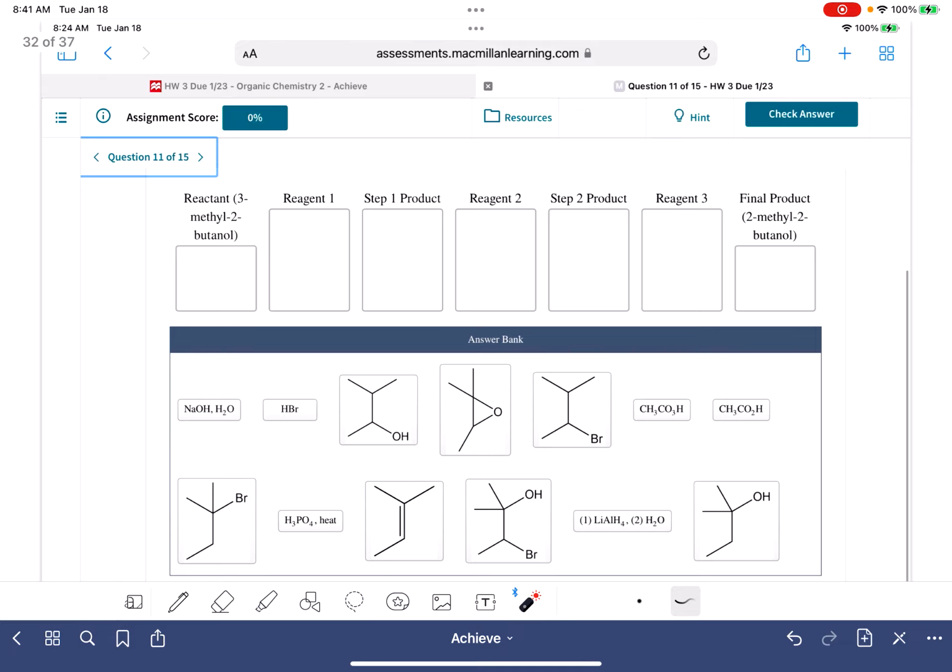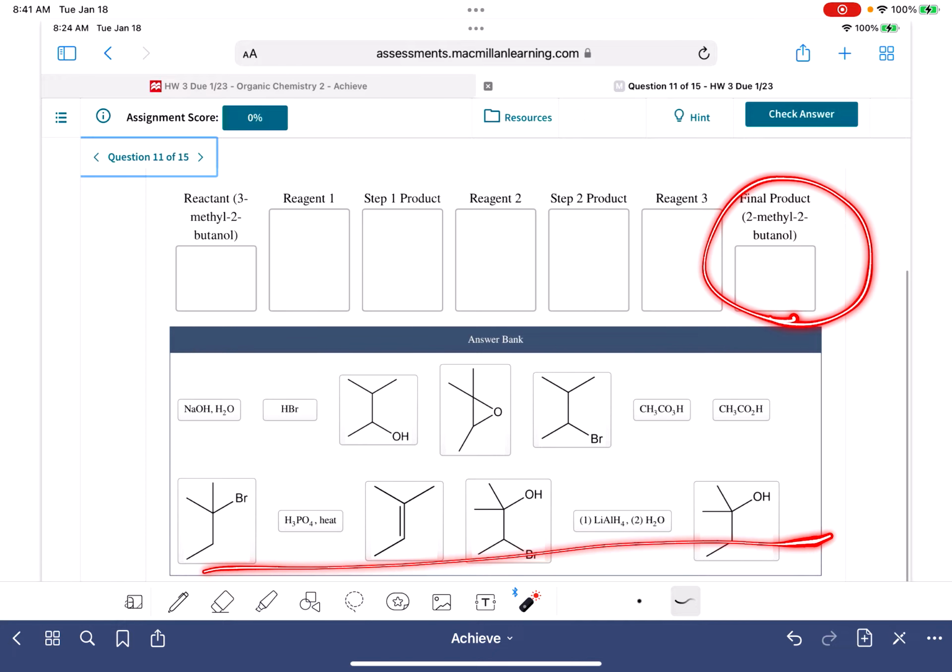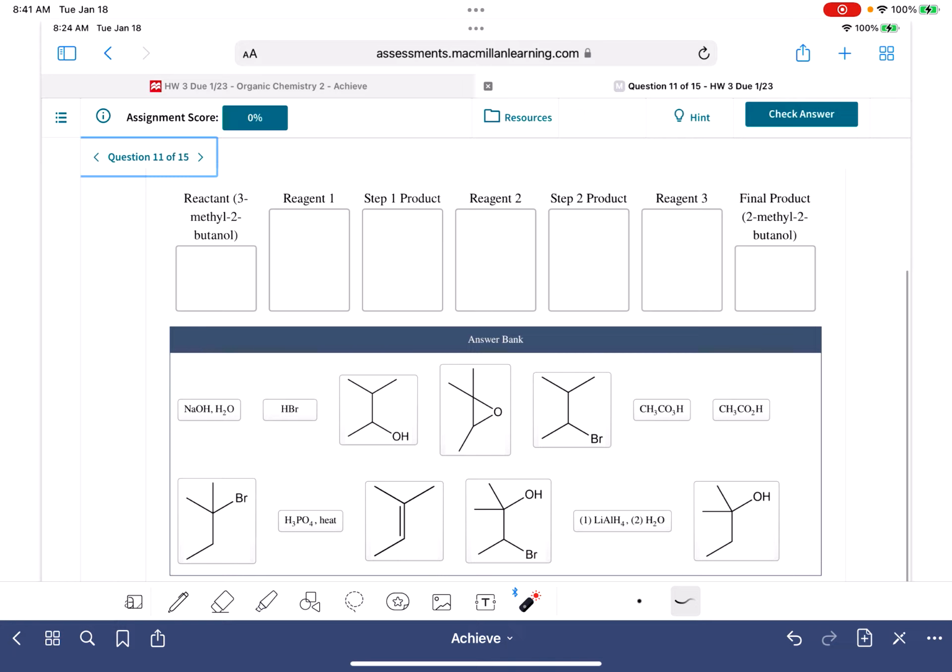Now we have a few multi-step reactions. We want to start by filling in your reactant and your product. These are both alcohols, so you should have no problem finding them down here. The names are really similar. One is 3-methyl-2-butanol and the other is 2-methyl-2-butanol, so just make sure that you're getting the right molecule in the right spot. They are two molecules that are constitutional isomers, and then you're just going to fill everything in the rest of the way through.